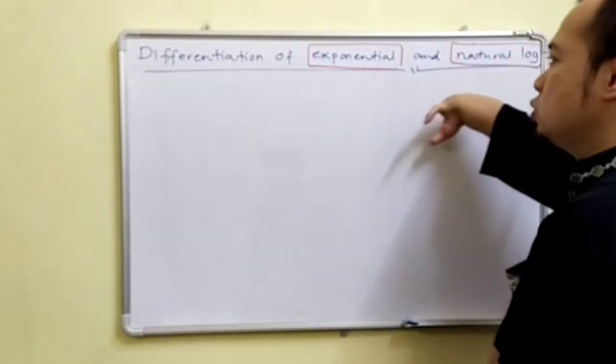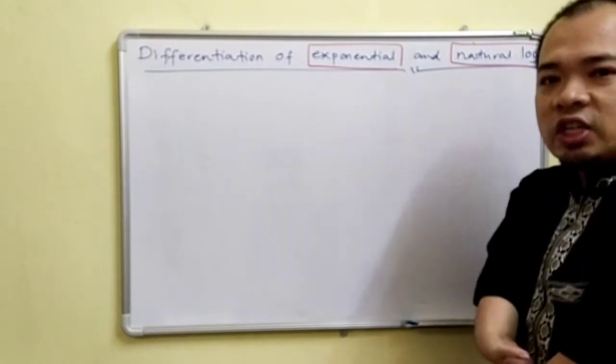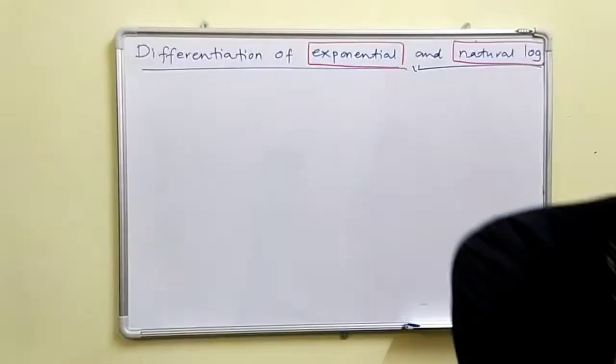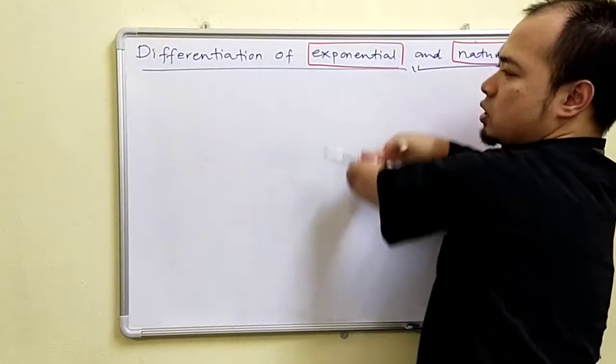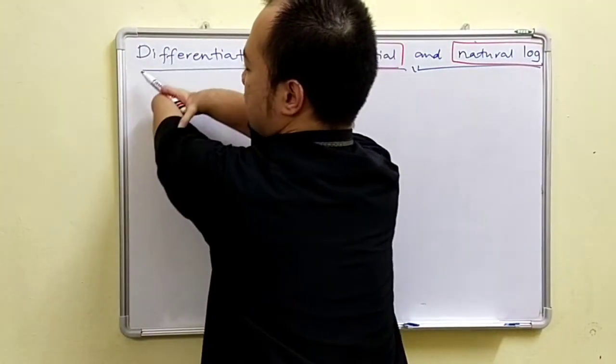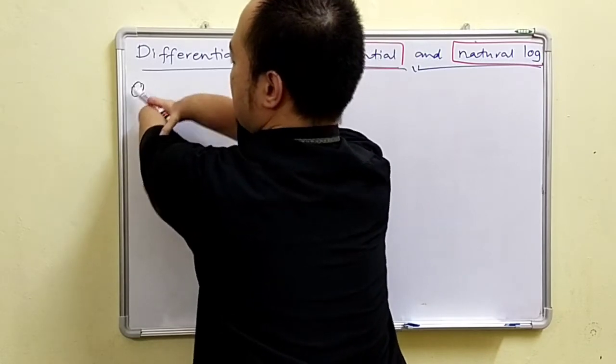Okay, today I will show you how to differentiate two functions: number one, the exponential function, and number two, the natural log function. Okay, let's see one by one. Let's begin with the exponential function. How to differentiate?